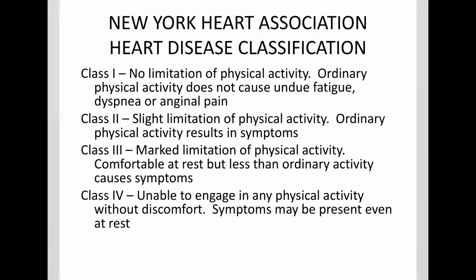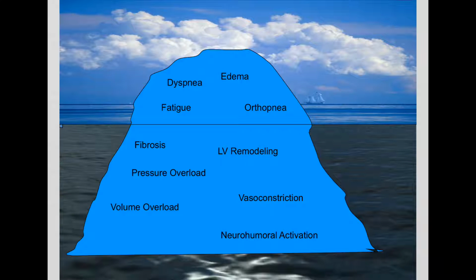Just to be familiar with the classification system, the New York Heart Association is one of the most common ones used. And where is ejection fraction on this scale? Well, of course, the answer is it's not there at all. This is really based on symptoms. So the different classes are based on symptoms: slight limitations with physical activity, or unable to engage in physical activity. The symptoms are what really classify the heart disease.